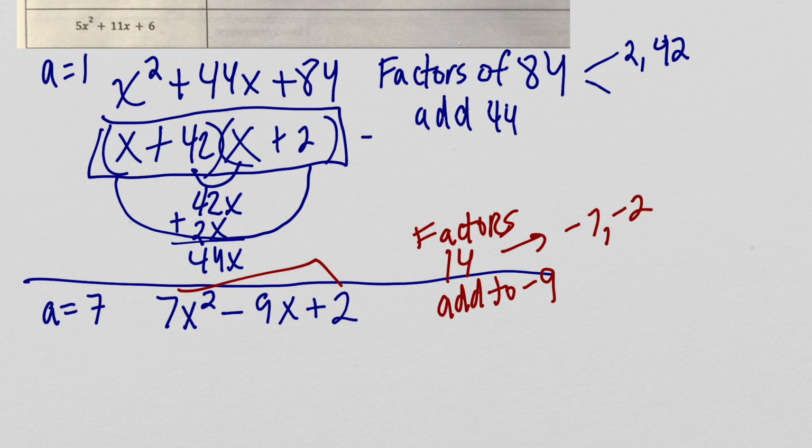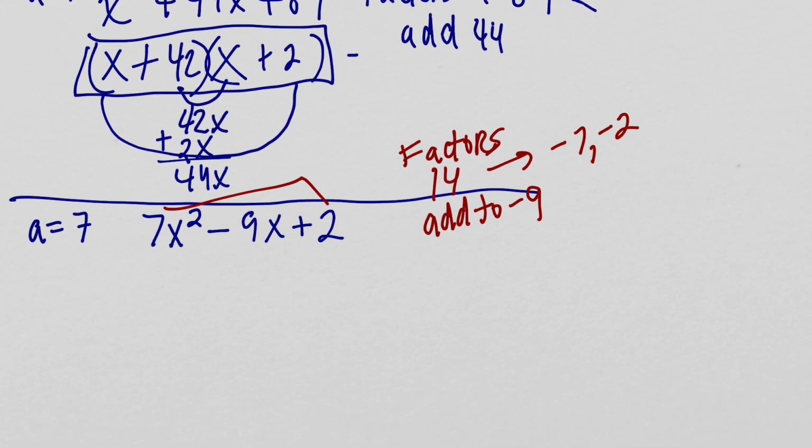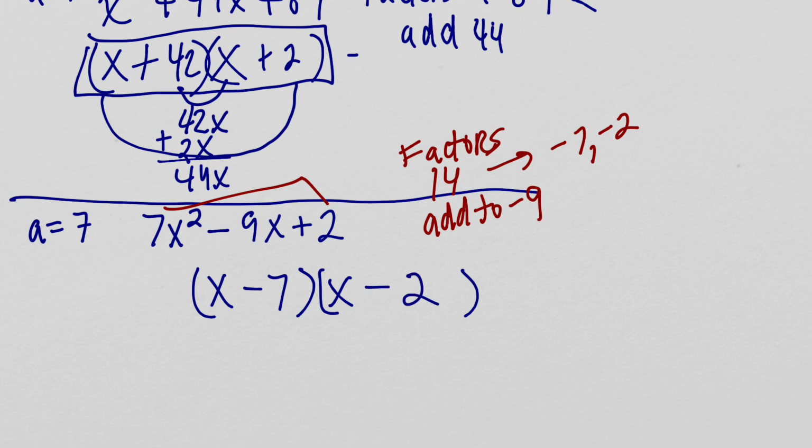Now, how do I do this differently than the first one? Well, for the slide and divide method, I am still going to set it up the same way, x and x. I'm going to put my 2 factors, negative 7 and negative 2.